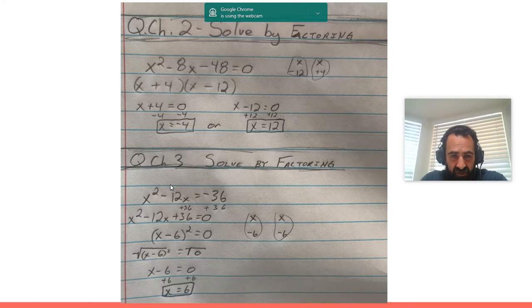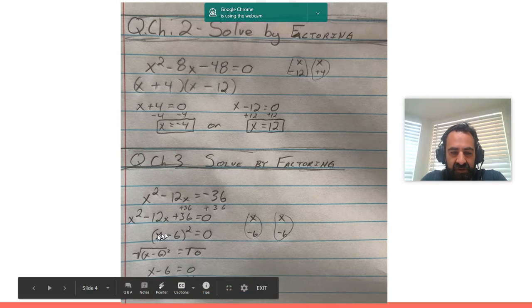Now, you're still going to do the same thing you did in quick check 1, except they're not going to give it to you with 0 isolated over here all by itself right away. You just have this one extra step. Add 36 to both sides, factor it. Now, what is unique about this one is that this is a perfect square trinomial. It factors into a perfect square binomial here, so x minus 6.